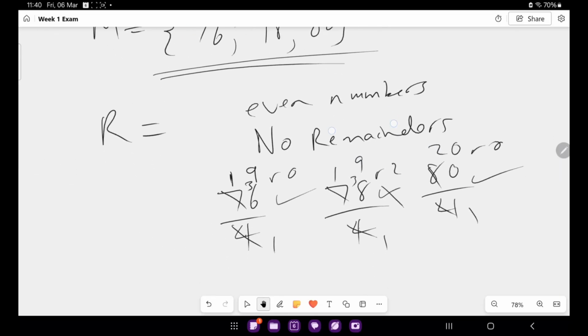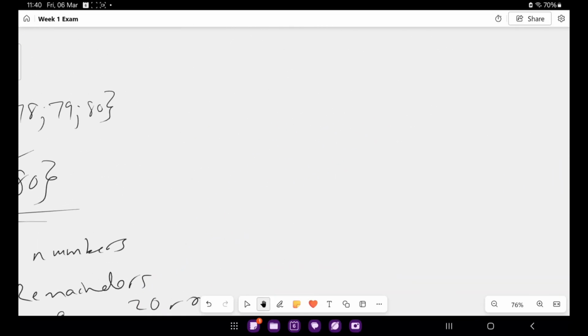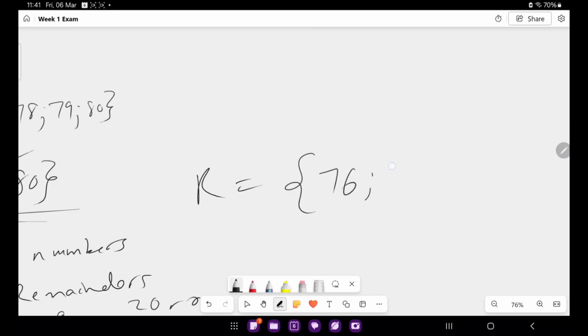So now let's write it down. Let me write it here. R is equal to 76 and 80. So these are our answers. Let's go to B. Part B.